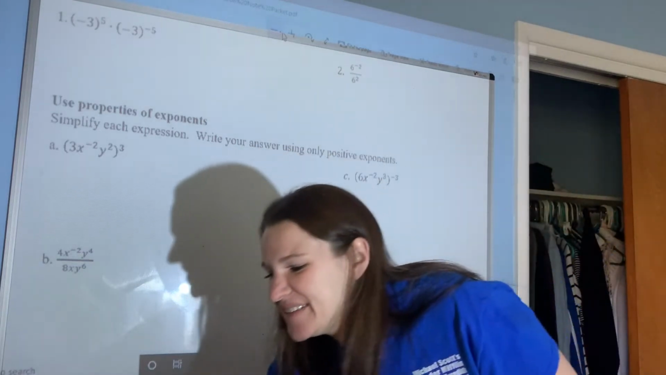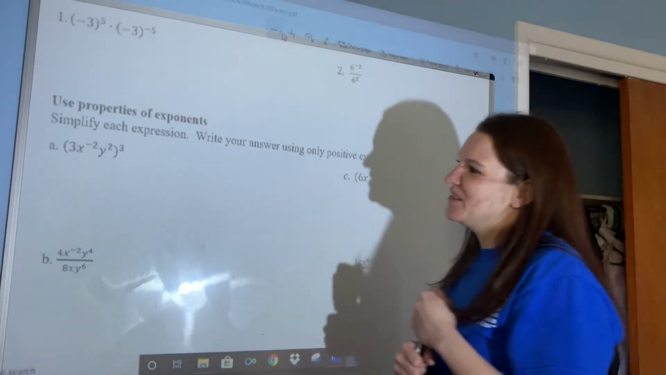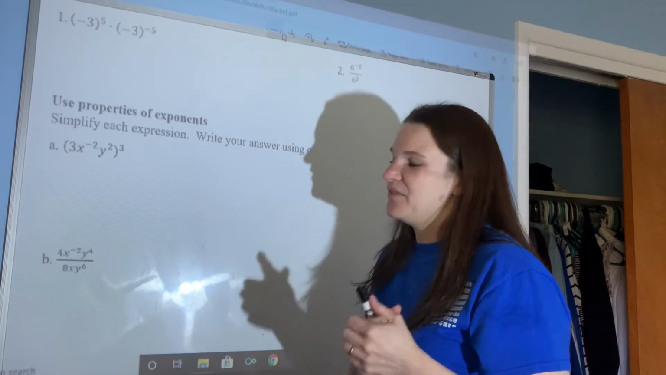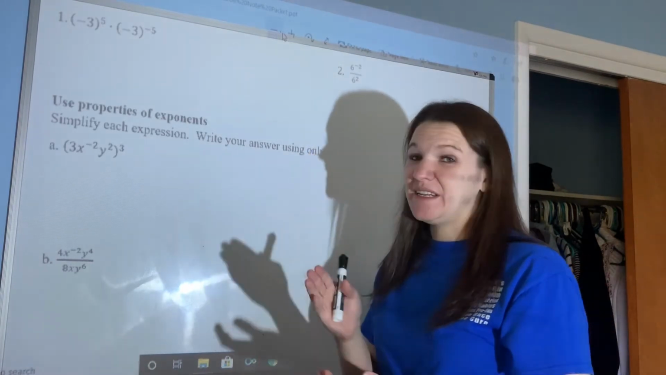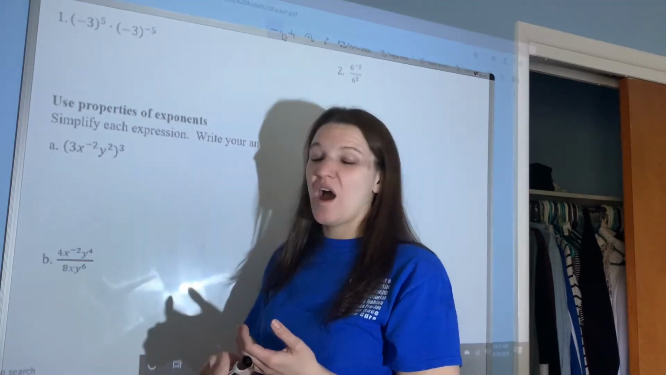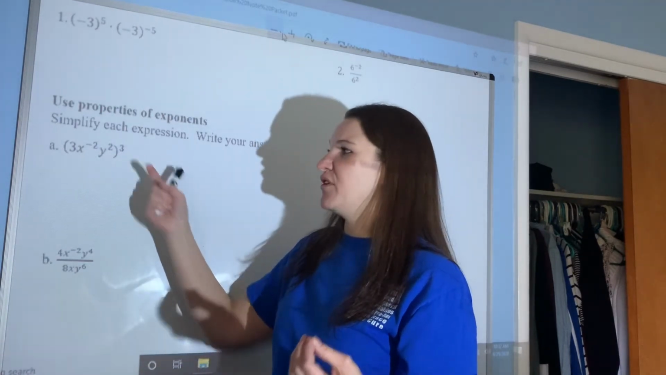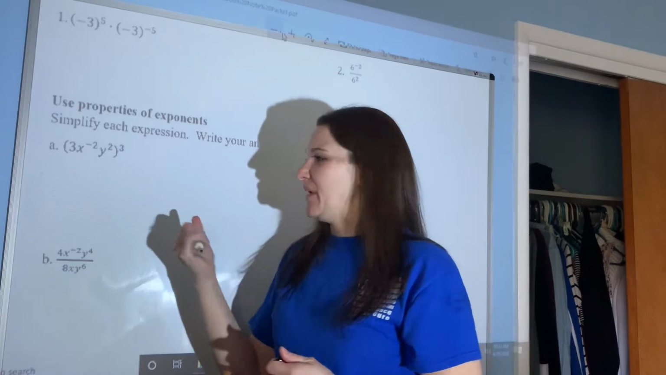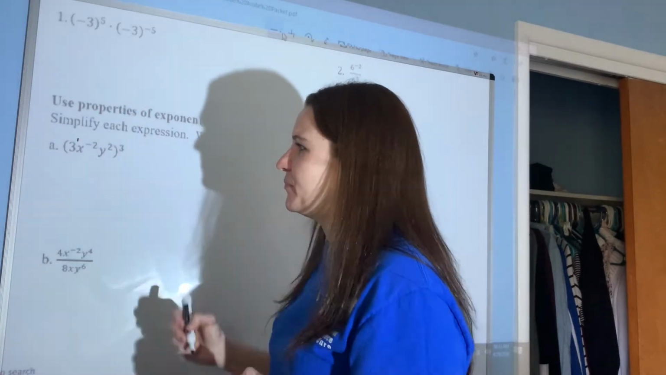So let's look at these last examples. For letter A, the first thing you want to remember is there are 3 different bases. We have the base of 3, the base of x, and the base of y. So when you distribute that power of 3, you want to go to all 3 of those bases. I'm going to put a little 1 up here so I remember.